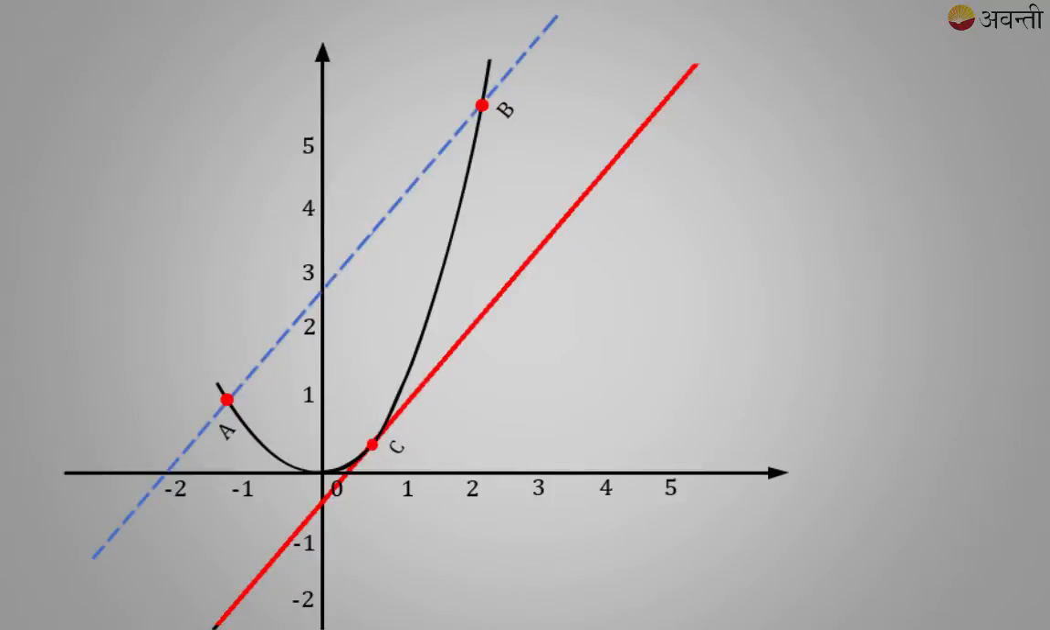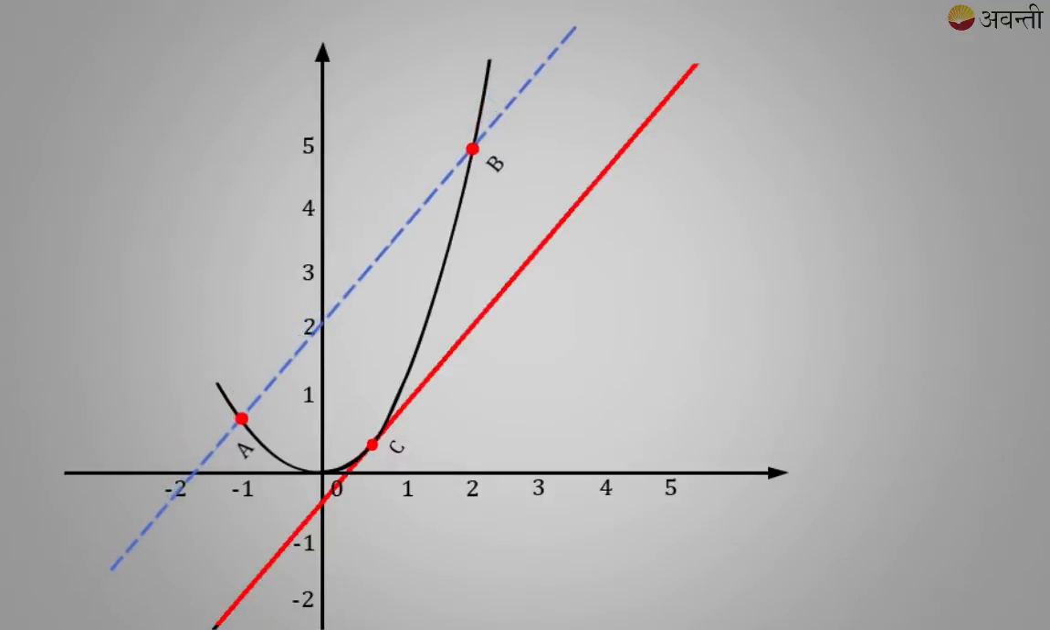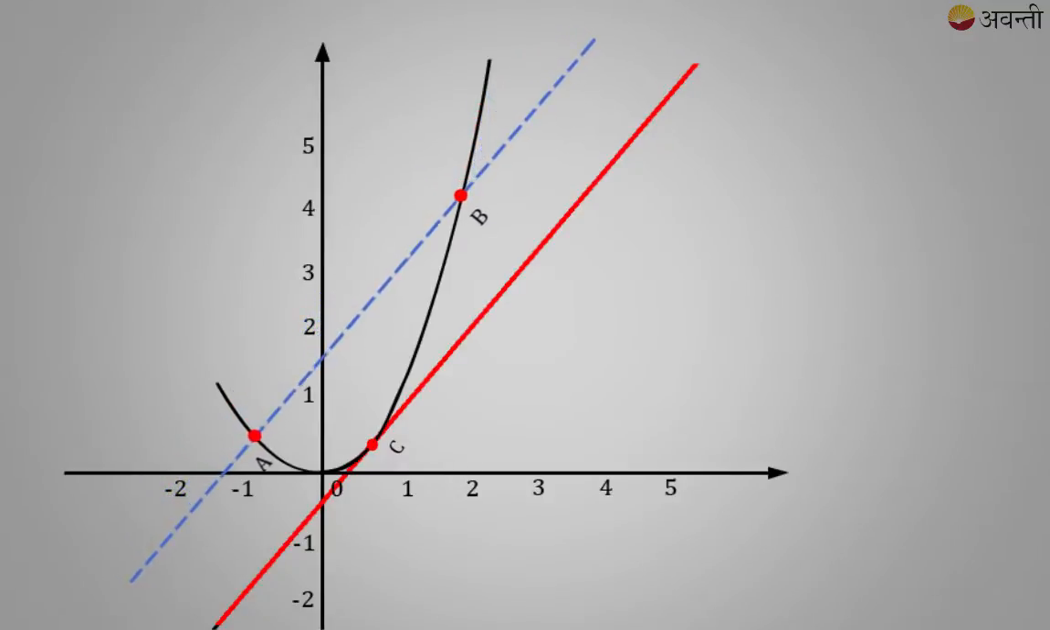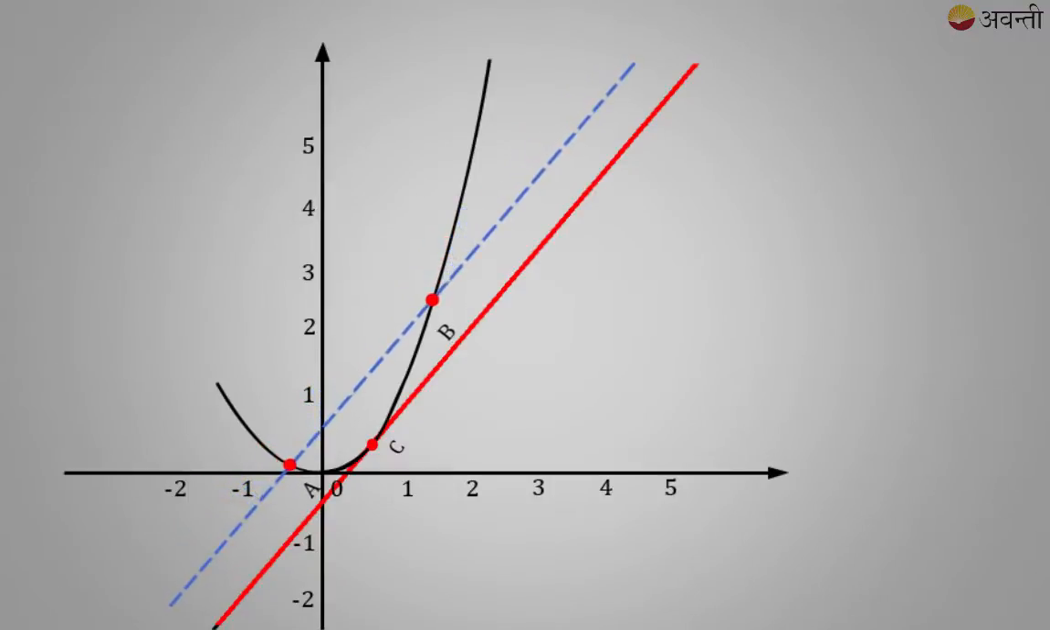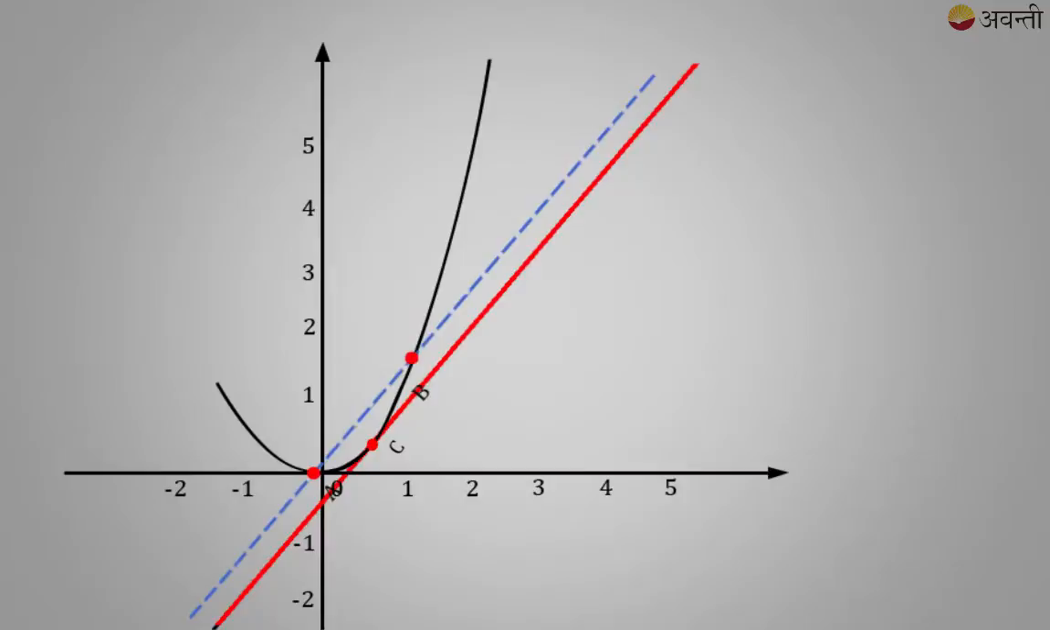From here we can conclude that the instantaneous rate of change is numerically equal to the slope of the tangent to the curve at any point, just as the average rate of change is equal to the slope of the secant joining any 2 points.